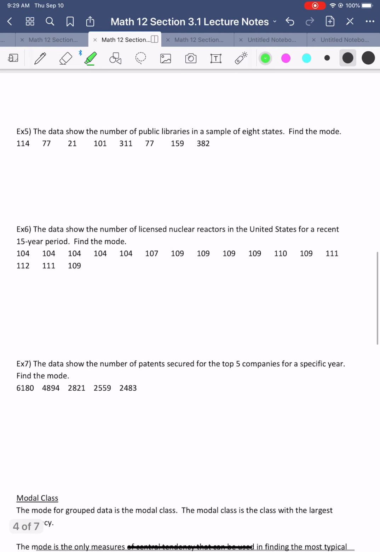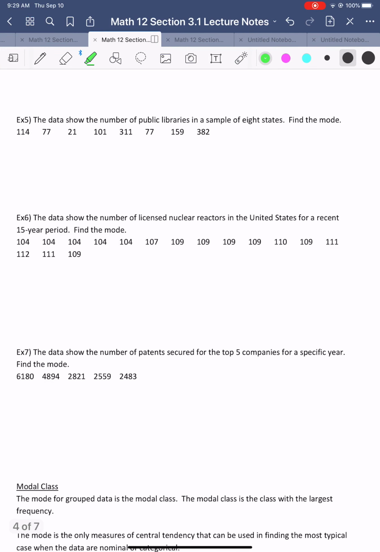All right, example 5. The data shows the number of public libraries in a sample of 8 states. Find the mode. So you have to see what number occurs the most, okay? So 114, I think I only see one. But I see the 27 here and here. And 21 happens once. And 101 happens once. 311, 115, yeah, everything happens once. Only the 77. So this is the mode.